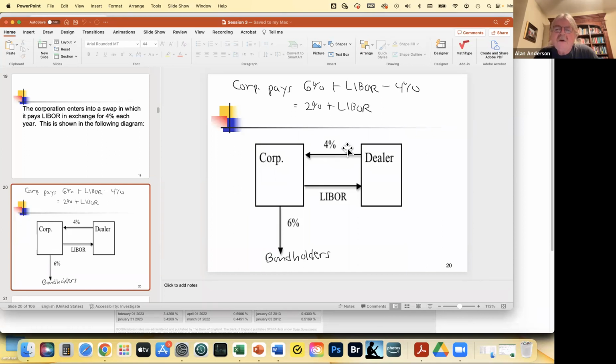And so hopefully LIBOR won't go above 4%, because if it does, they're going to end up paying more money. If it stays below 4%, then they'll end up saving money. But it's definitely a gamble.